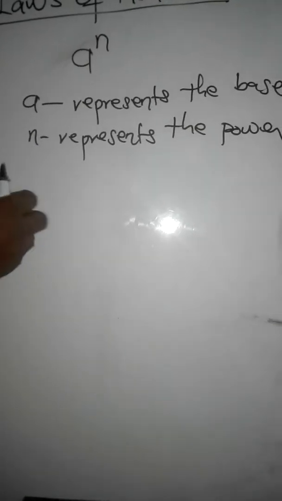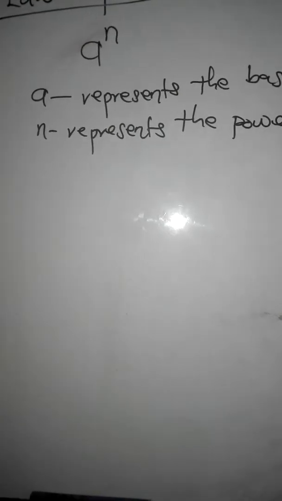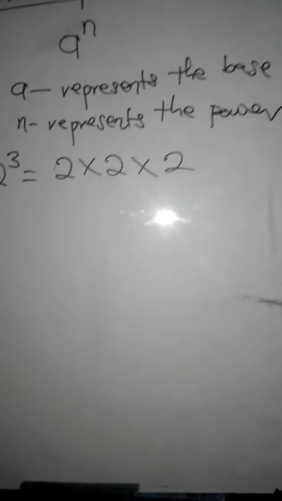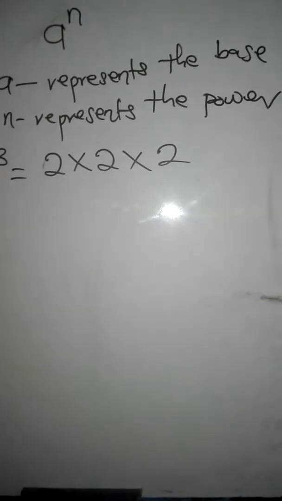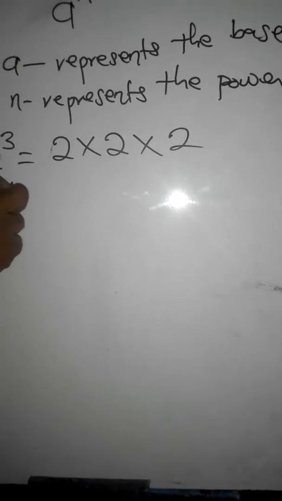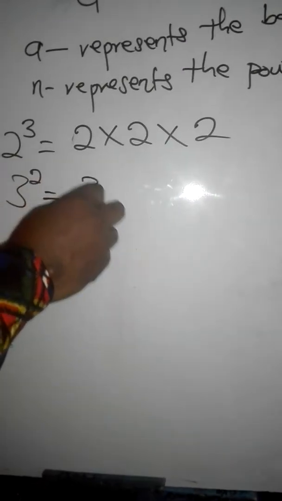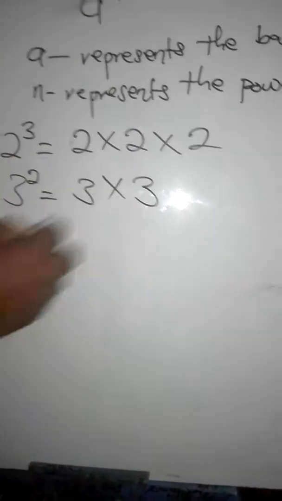The power shows how many times the base is being multiplied. For example, 2 to the power 3 means 2 is multiplied 3 times: 2 times 2 times 2. Let's take a second example. 3 to the power 2 means 3 is being multiplied 2 times: 3 times 3.